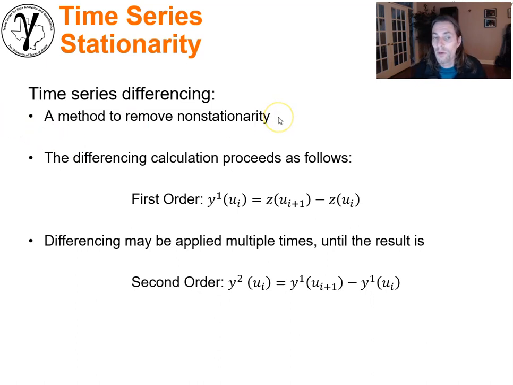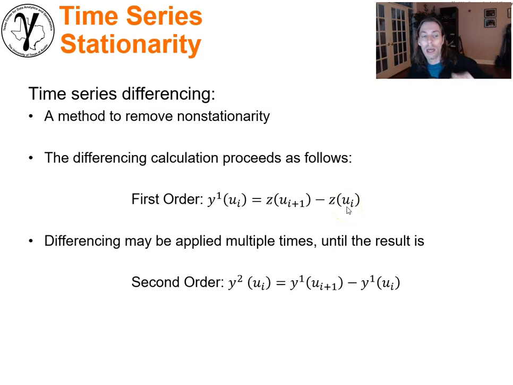It's a method to remove non-stationarity. The differencing calculation goes like this. The first order difference, y1, is equal to taking the original value at i plus 1 and subtracting the previous value in the time series. You see, that's why we call it differencing.